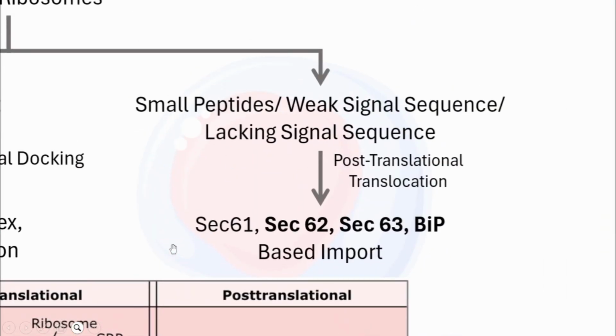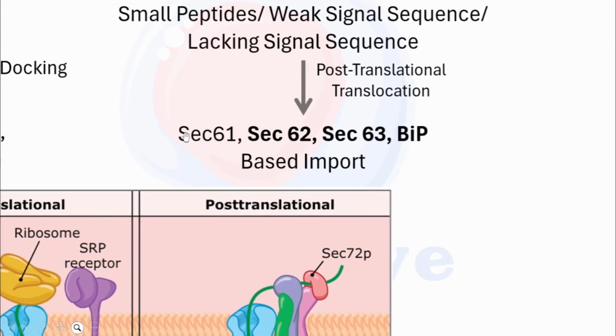In the case of post-translational translocation, the problem is that the peptide synthesized is either very small or it has a very weak signal sequence, which is either not 15 to 35 amino acids long, or not that hydrophobic, or it lacks the signal sequence altogether. In such a case, post-translational translocation will take place, and Sec61 is not sufficient on its own. The other two most important proteins which allow this transfer are Sec62 and Sec63, along with BiP, in which BiP ensures that there will be no backsliding of this protein.